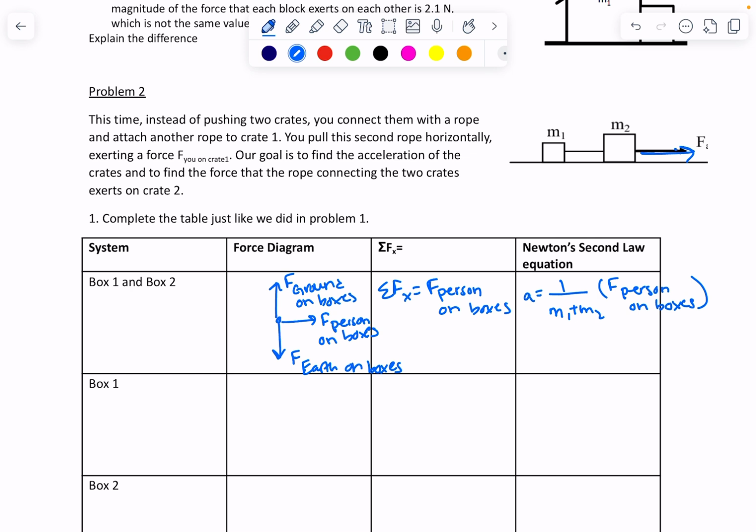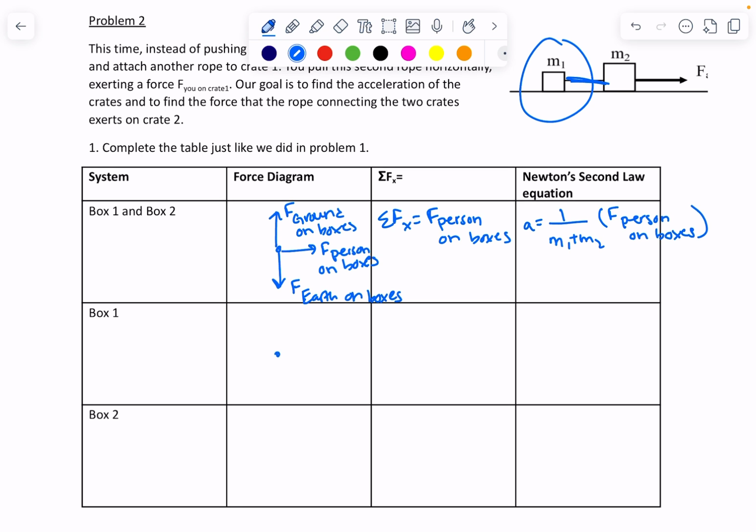Now let's look at the situation where we're only paying attention to box 1. Box 1 is obviously going to have the earth and the ground, but then the thing that's exerting a force on it is this rope. So we have force earth on 1, force ground on 1, and then force rope on 1. Sometimes you hear that called tension. Anytime there's a string or a rope or a cable that's exerting a force, that's called a tension force.